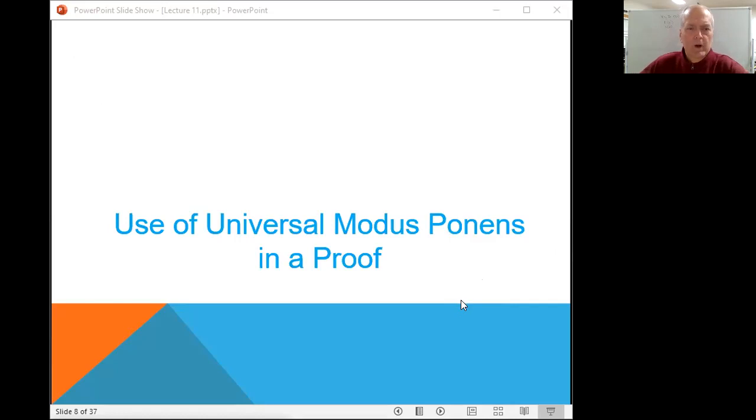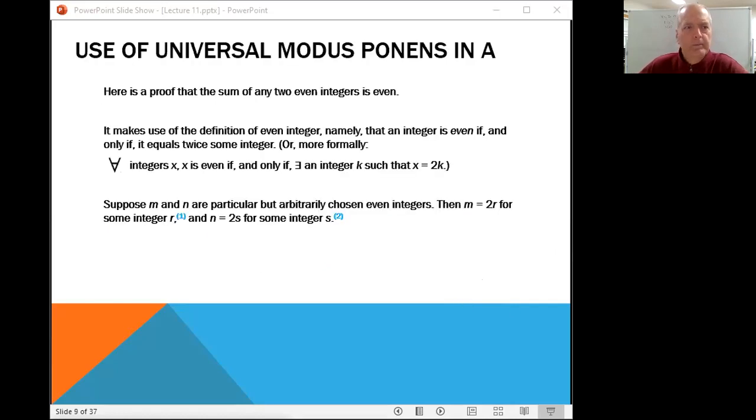Okay, let's look at how we might use universal modus ponens in a proof. So we might take this idea that the sum of any two integers is even, and we can make use of universal modus ponens. An integer is even if and only if it equals twice some integer. More formally, for all integers x, x is even if and only if there exists an integer k such that x equals 2 times k.